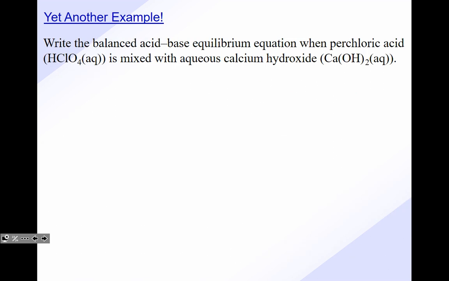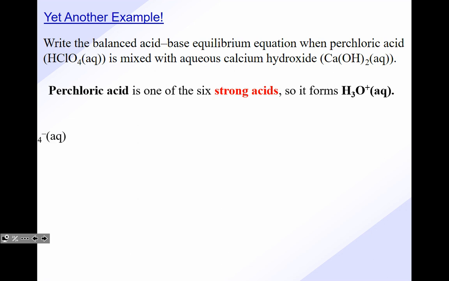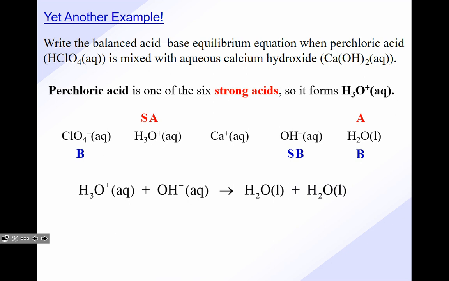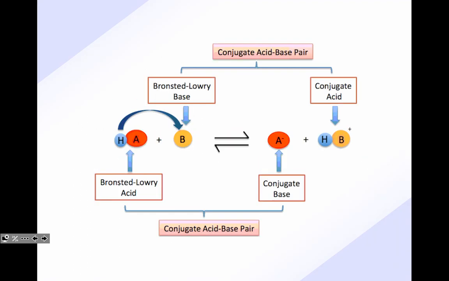Yet another example, kiddos. Write the balanced acid-base equilibrium equation when perchloric acid, HClO4 aqueous, is mixed with aqueous calcium hydroxide. All right, so perchloric acid is one of the 6 strong acids, so it forms H3O, right? Because it has more than 99% chance of forming hydronium ions. We're going to dissociate the calcium hydroxide into its ions, and we're also going to include water because water is in solution. You are going to identify your acids and bases, then identify your strongest acid and strongest base, put those together, and then figure out what is being formed. Obviously, 2 water molecules, so you can put 2 H2O, okay? That's all that means. And this all of a sudden makes more sense.